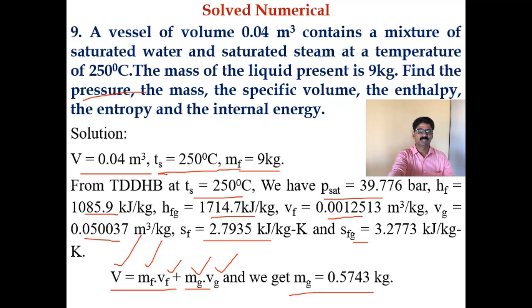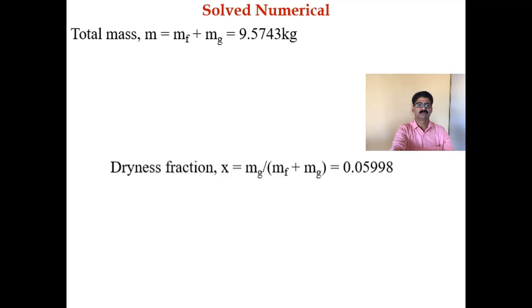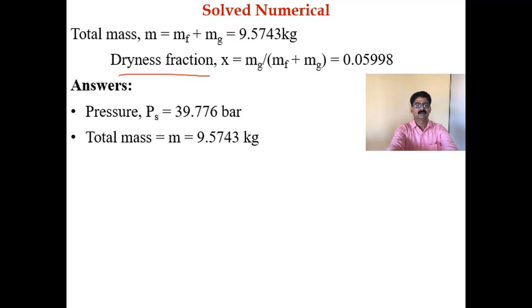I didn't substitute there, I directly wrote the answer, but you take a calculator and verify this answer. Now total mass is m equal to mf plus mg, so 9 plus 0.5743, that is 9.5743 kg. Dryness fraction x is very important, because once it is wet steam, without knowing the dryness fraction you cannot find the other property values. So x is mg divided by mf plus mg, so it is 0.05998, and now we have to find all the other quantities.